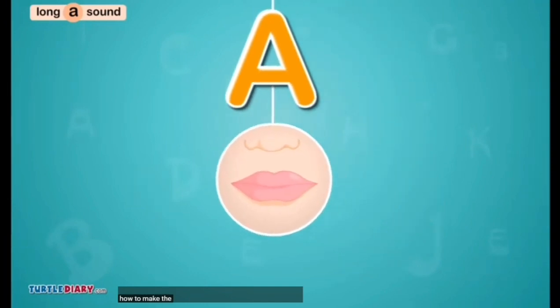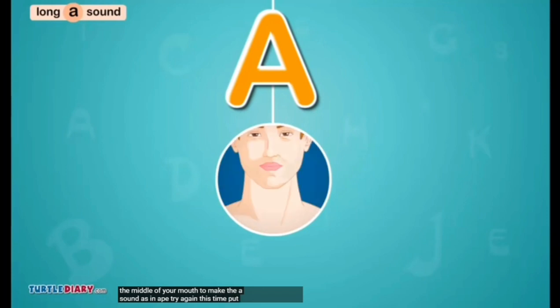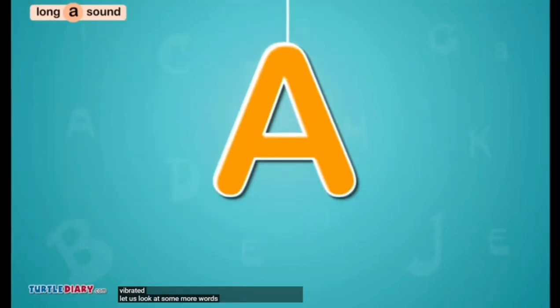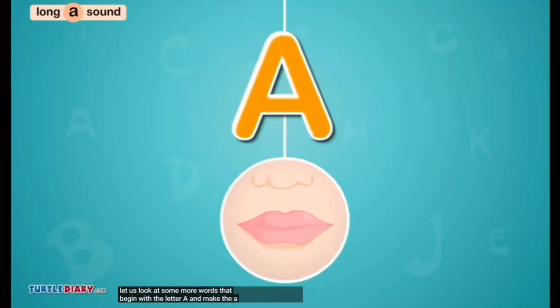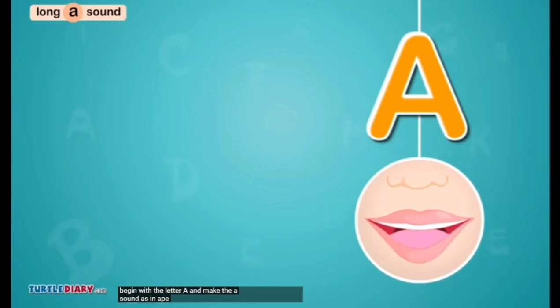How to make the sound? Open your mouth with lips spread out. Keep your tongue in the middle of your mouth to make the A sound, as in ape. Try again. This time, put your hand on your throat. It moved or vibrated. Let us look at some more words that begin with the letter A and make the A sound, as in ape.